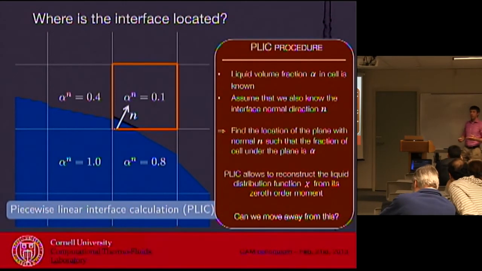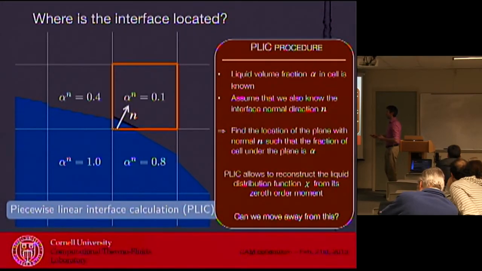It's a solved problem. It's not the most elegant problem out there, but you can compute a few different quantities, you can use symmetries in the problem, and you end up having to solve a cubic equation. You can solve it. It's a problem that's solved anyway. So what we're doing here with PLIC is we're reconstructing our liquid distribution function chi from the zero-order moment. All right? At this point, the entire community looking at multiphase flows is stuck on this. This is the best that we can do.